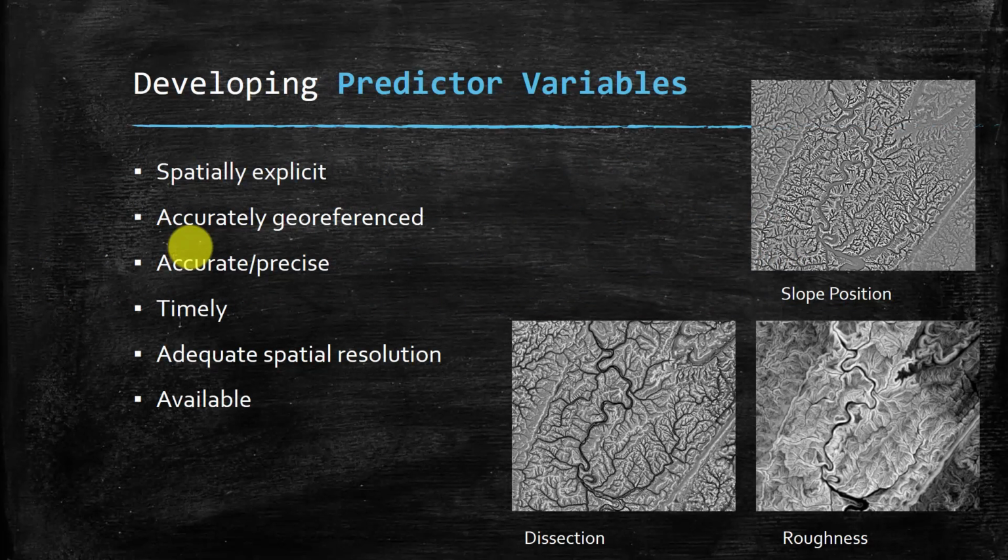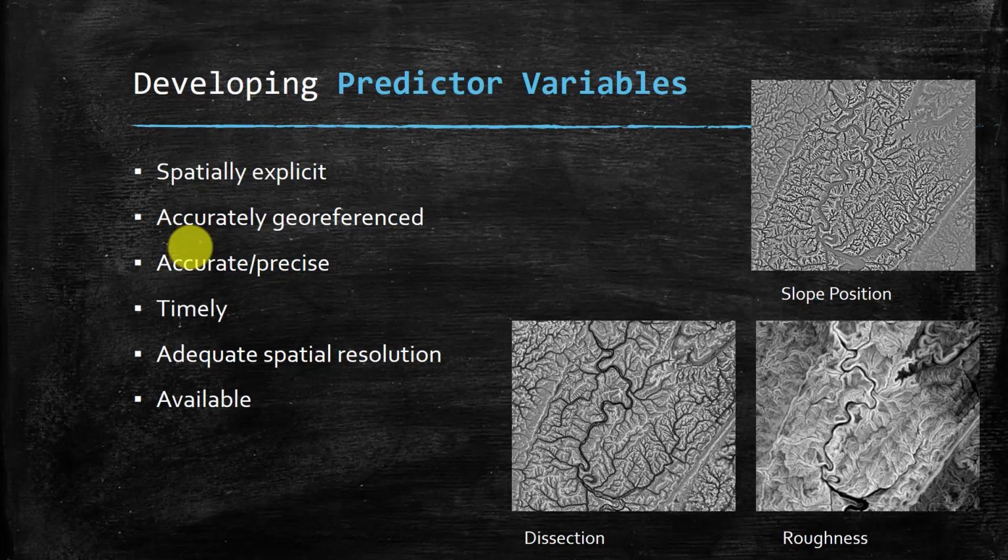Okay, so you also need predictor variables. Again, these are features or variables that may be predictive of the thing you're trying to map or estimate. Since our goal here is to make an actual map output, these things need to be spatially explicit. So you need to know where they are. They also need to be accurately georeferenced so that positional errors don't factor into the analysis. They should be accurate and precise. So again, garbage in, garbage out.